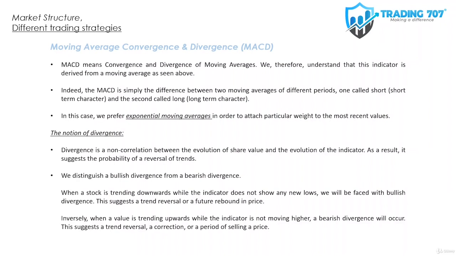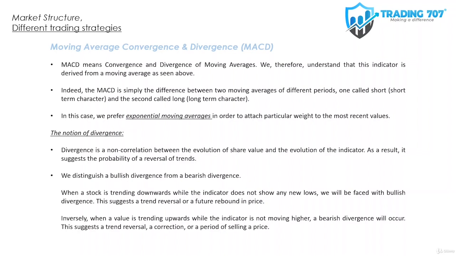Moving average convergence and divergence. MACD means convergence and divergence of moving averages. We therefore understand that this indicator is derived from moving averages as seen above. Indeed, the MACD is simply the difference between two moving averages of different periods, one called short, for short-term character, and the second one called long, for long-term character. In this case, we prefer to use exponential moving averages in order to attach particular weight to the most recent values.